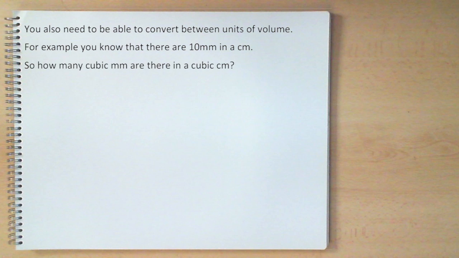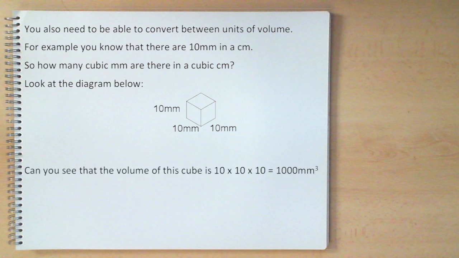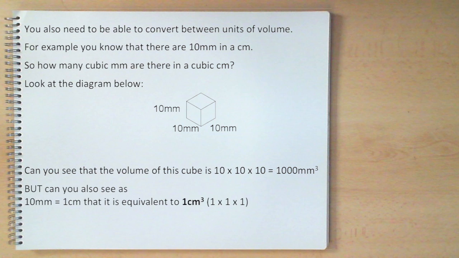Let's have a look at a 1 centimeter cubed block. The diagram below shows us we've got a 1 centimeter cubed block, but actually on each side we can see that is 10 millimeters by 10 millimeters by 10 millimeters. So you can see that this block has a volume of 10 times 10 times 10, which is 1,000 millimeters cubed. But as each of the edges is also 1 centimeter, it's 1 centimeter cubed. And that means we have an equivalency there of 1 centimeter cubed is equal to 1,000 millimeters cubed.